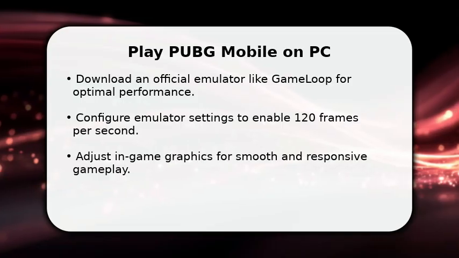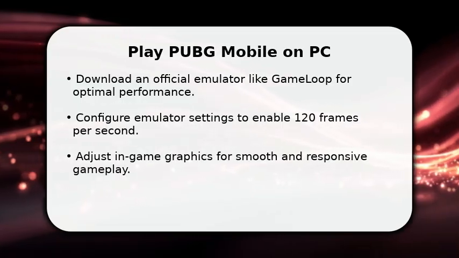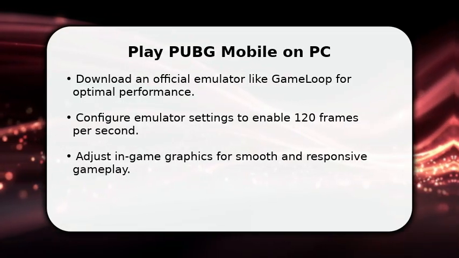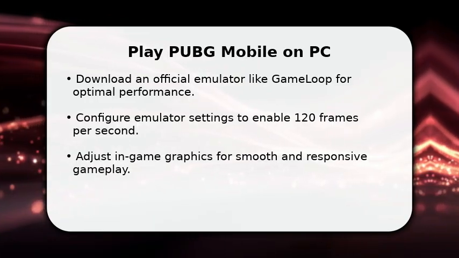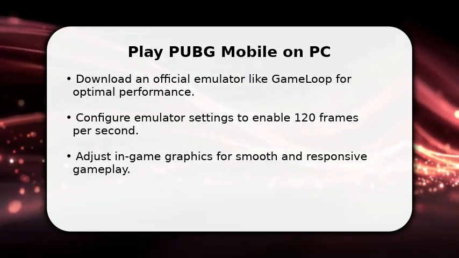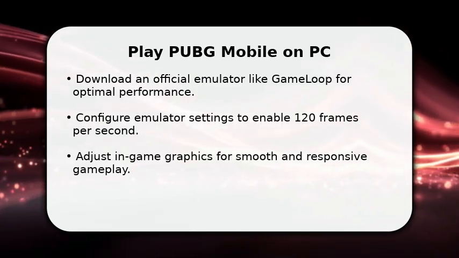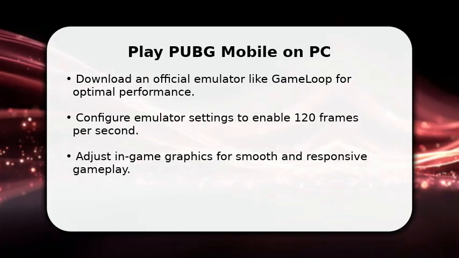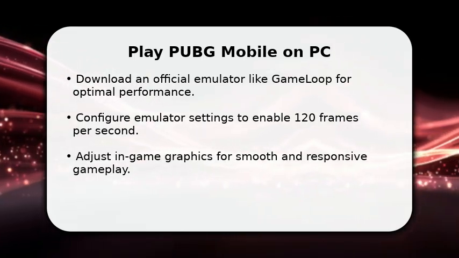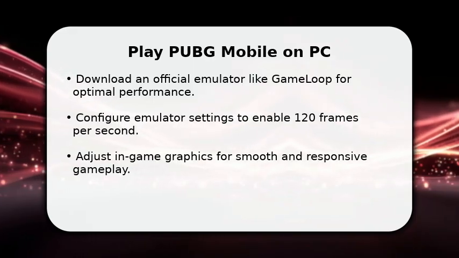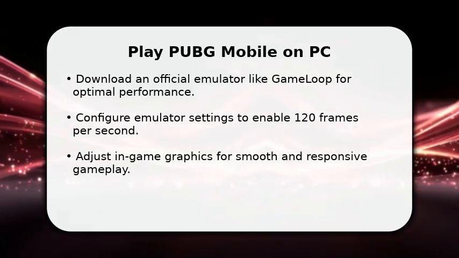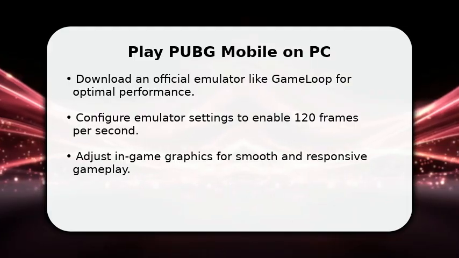In this video, I will explain how to play PUBG Mobile on PC at 120 frames per second. First, you'll need to download an official emulator, such as GameLoop, which is specifically designed for this purpose. Once installed, open the emulator and navigate to its settings menu to begin optimization. This initial setup is crucial for achieving the smooth, high frame rate gameplay you desire.